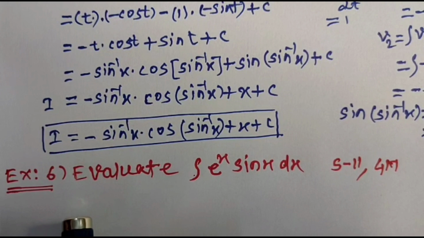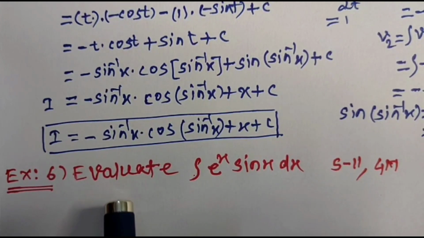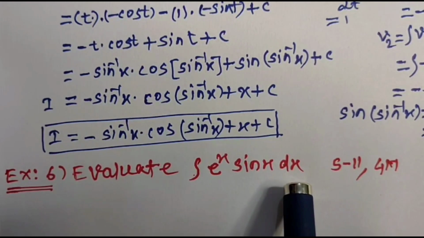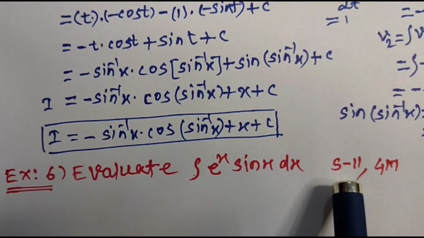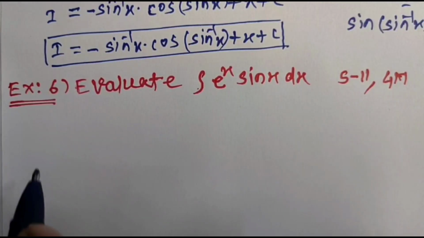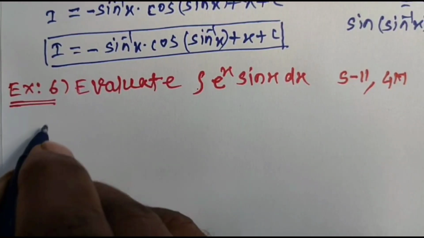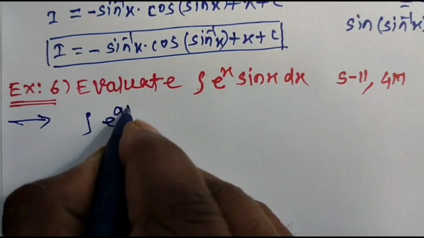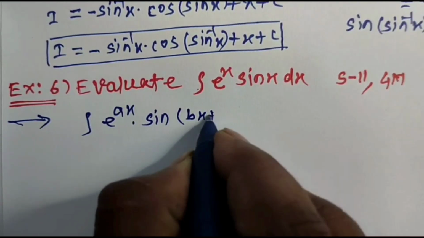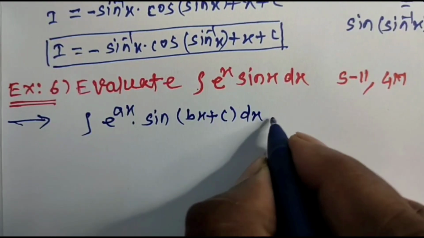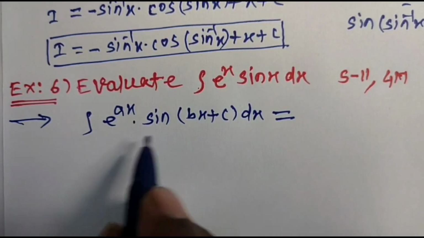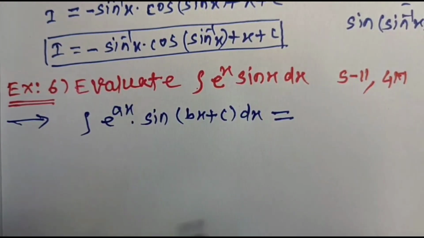So let us solve sum number 6. Evaluate the integral of e to the power x into sin x with respect to x. This sum appeared in summer 11 for 4 marks. To evaluate this integral, we must know this formula: the integral of e to the power ax into sine of bx plus c with respect to x. Without applying the by parts method, you can directly use this formula and get the value of the given integral.